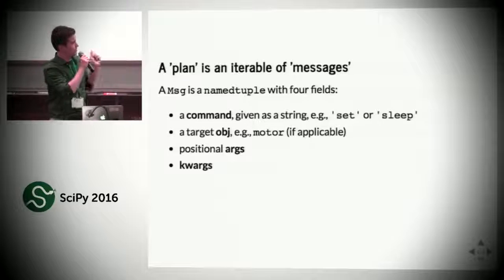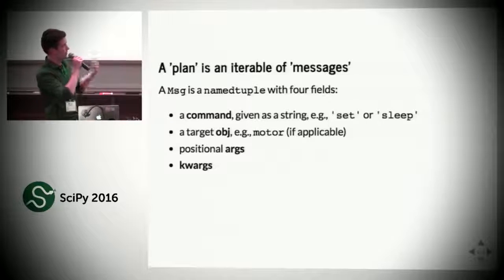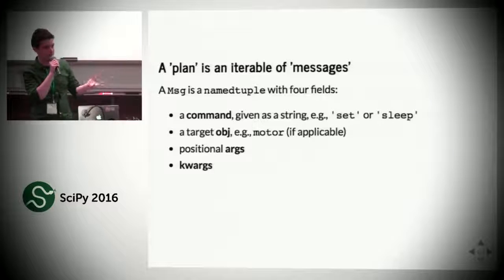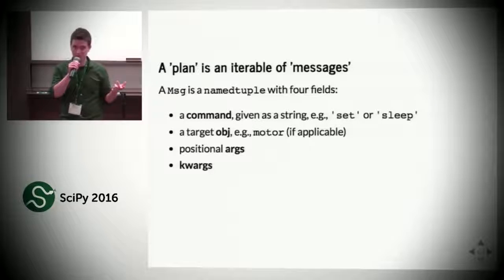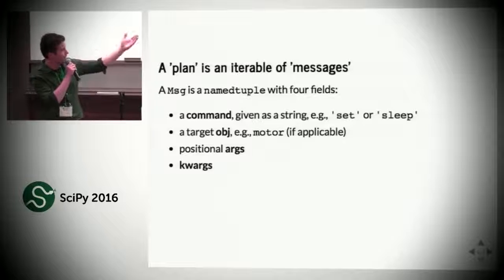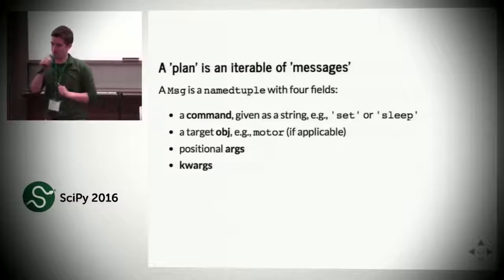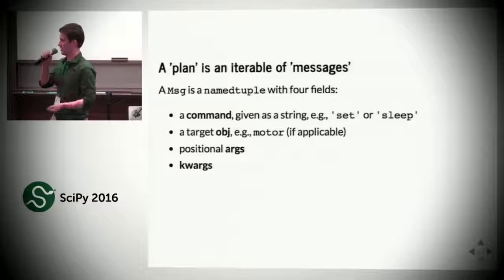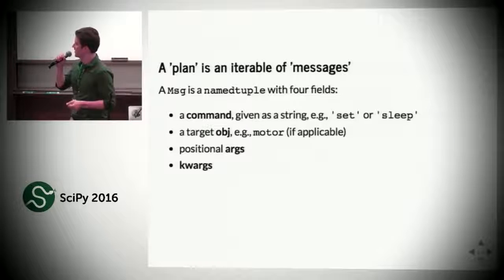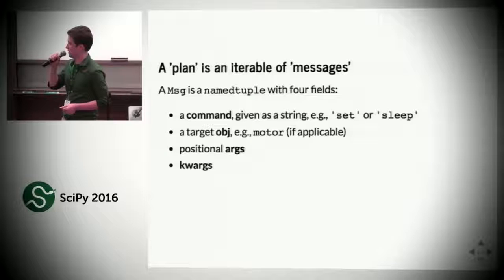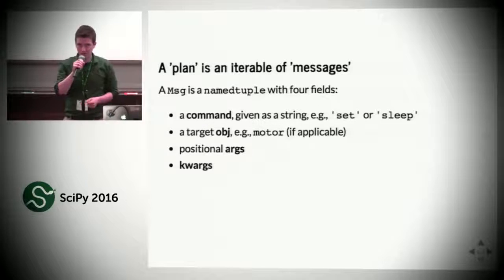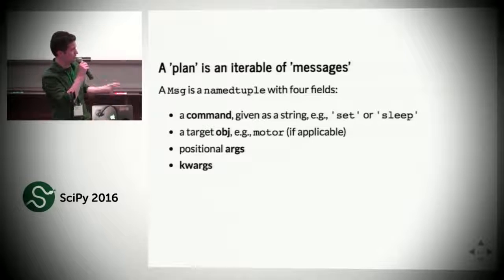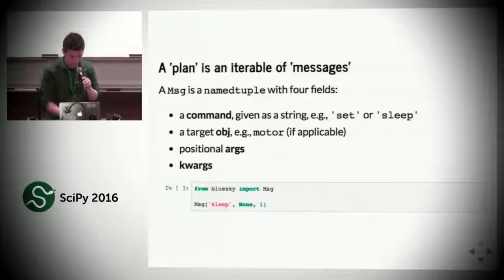So the plan that the run engine is consuming is emitting these instructions every time it yields, and the instructions we call messages. A message is just a Python named tuple with 4 components. All right, so the command tells us what you're going to do, and that's the most important part for the semantics. So you could be setting a temperature controller or a motor to a new position. You could be telling the run engine to sleep for a couple seconds while the sample thermalizes or something like this. Then there's a target object, if this is something that's happening to a piece of hardware, like a set. There are positional arguments and keyword arguments that will then get passed through to whatever function is actually doing the work here.